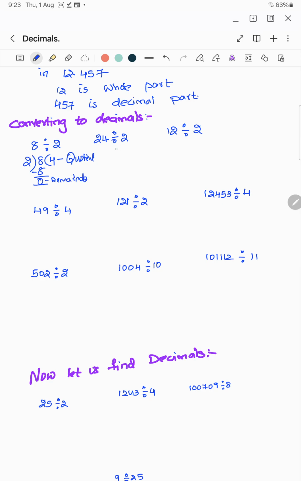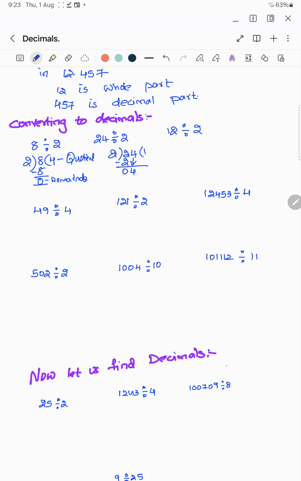Similarly, check for 24 divided by 2. First we take the first digit. So 2 ones are 2. 2 minus 2 is 0. So we carry down the 4 here, and once we carry down a number, we check whether the number is divisible by 2. This number is divisible by 2.